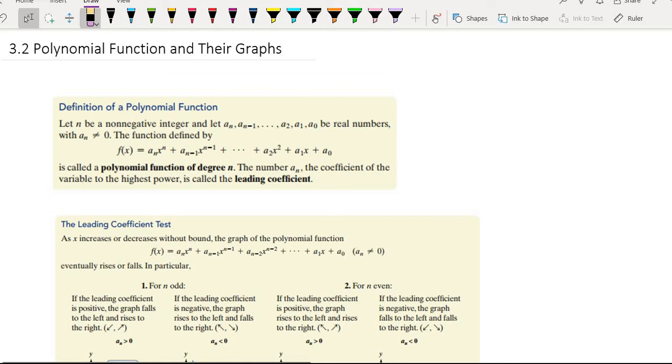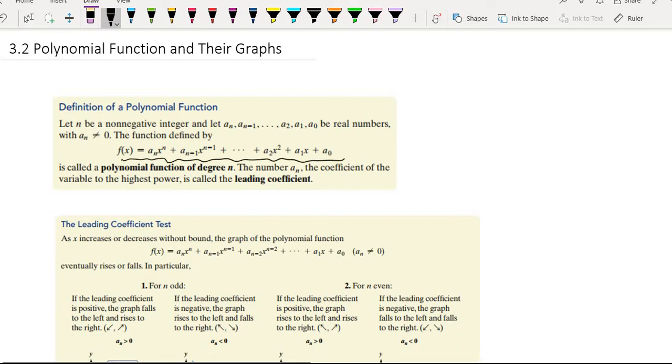Hello guys, today we're going to study 3.2 polynomial functions and their graphs. Here we have a definition of a polynomial function. You can pause this video and take a look. If you have f of x equal to this whole thing, in this form, then you know this is a polynomial function.